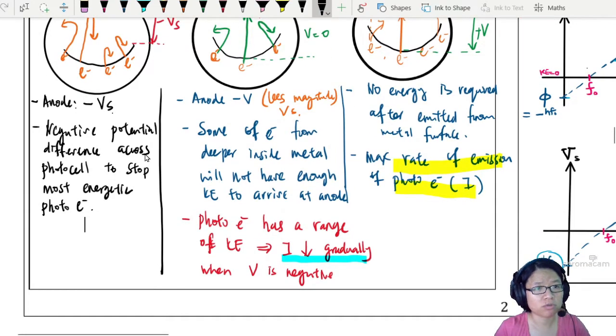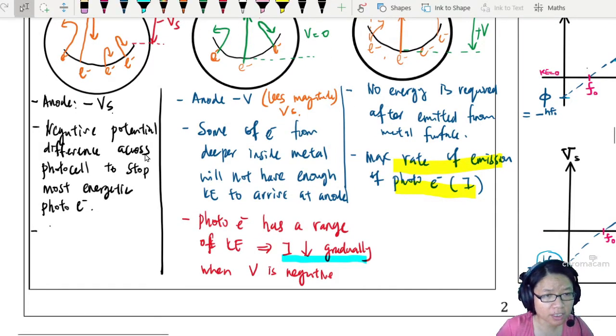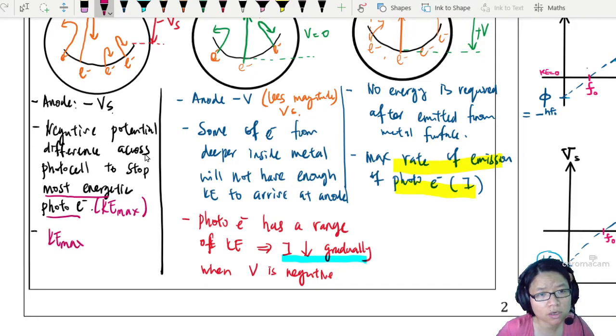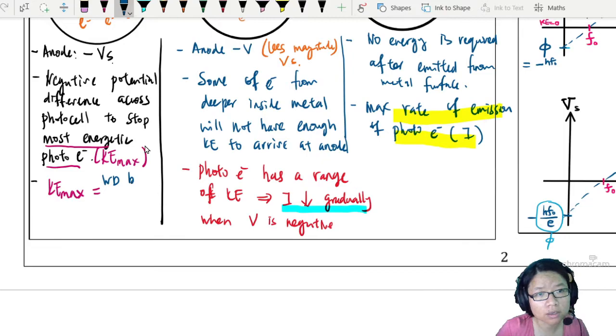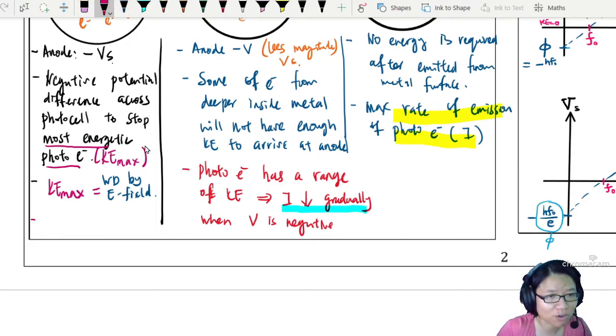Okay, so if it loses all its kinetic energy, the change in kinetic energy, or rather the most energetic photoelectron, this one is related to Ke max. So this Ke max will be equal to work done by the electric field to slow down the electron. Work done by E field. We're going to assume that the potential setup is a uniform electric field, so that our brain is not that fried.